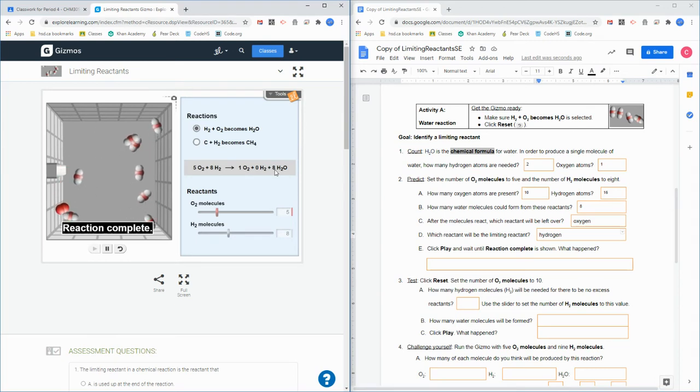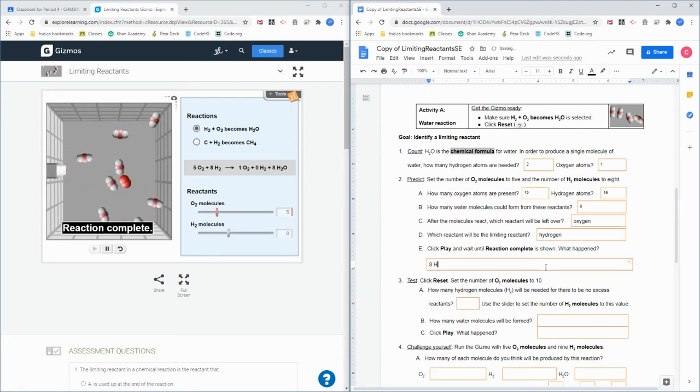Look at that. We got 8 waters. We got 1 oxygen left over. No hydrogens left over. This reaction is written in a little bit of a different way than you would normally see it, but they're giving us some insight into what remains and what does not remain, what has been used up completely. So what happened?